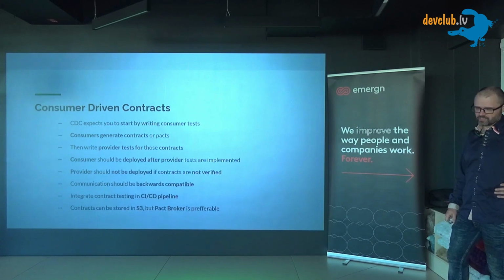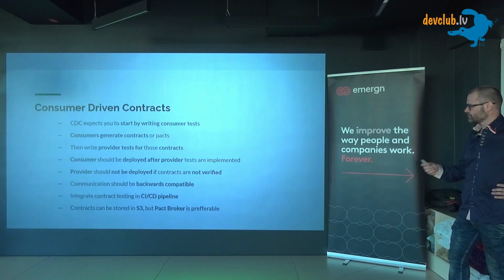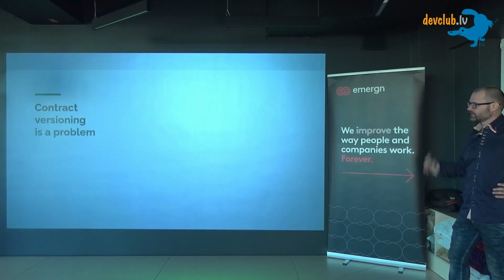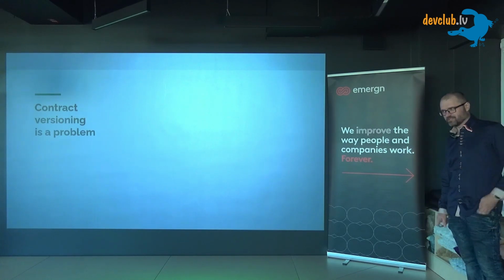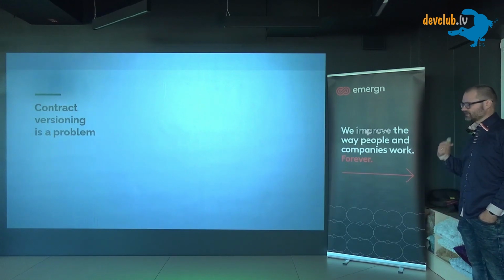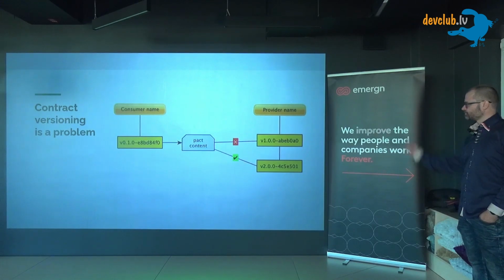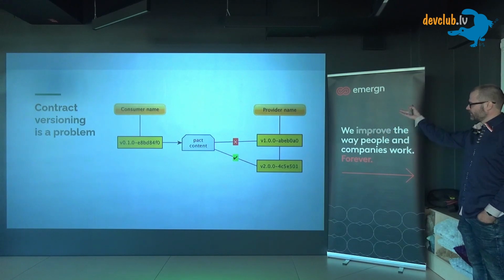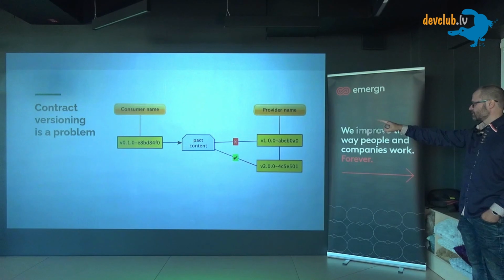That's hard to implement just with data storage. So contract versioning is a problem, and that's the first issue we found when implementing contract testing: how to version all the contracts. The simplest case is there's a consumer that has its own version, and a provider has its own version. Like in this case, it says consumer version 0.10, provider version 1.0.0.